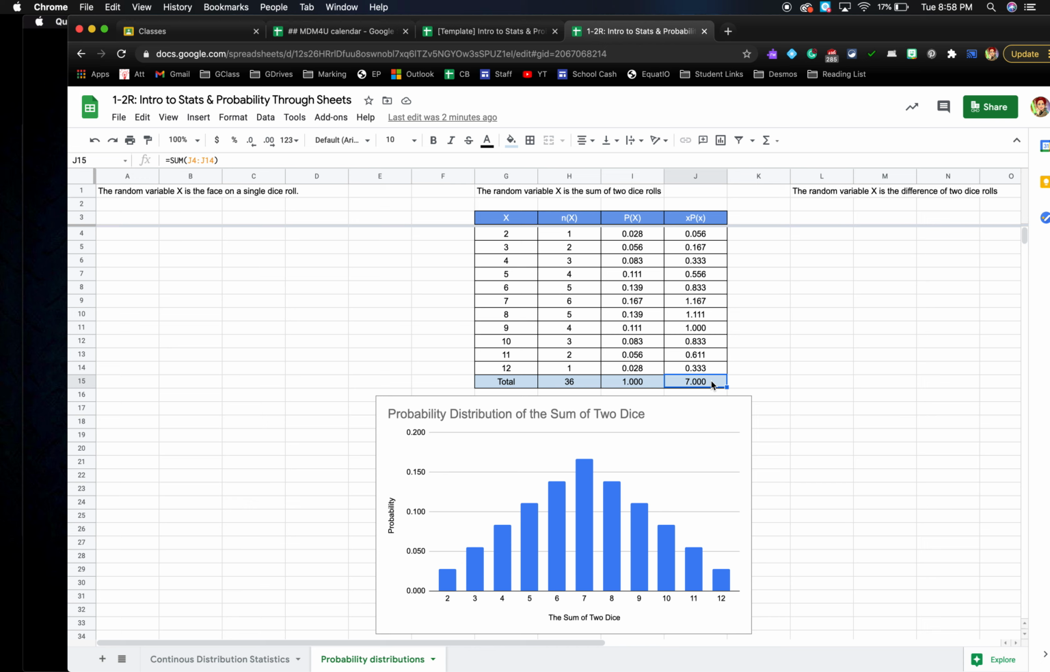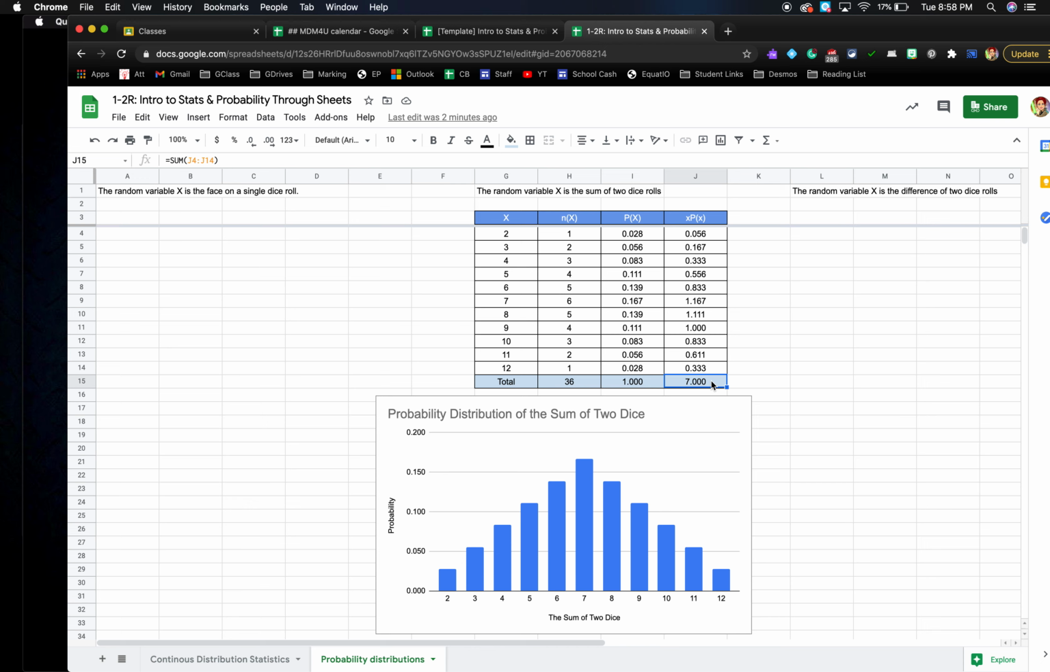So if we think back to the lottery question, for example, the average ticket winnings might not actually be a winnings that is possible. It might not be a prize amount that's possible, but it's an average over all the tickets. This is an average over many, many dice rolls.